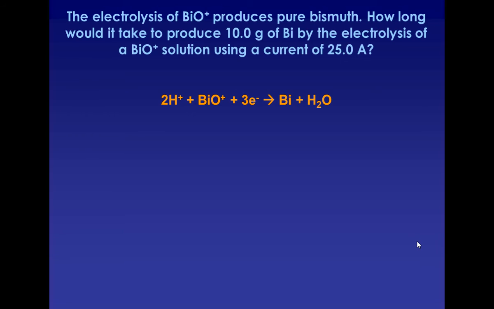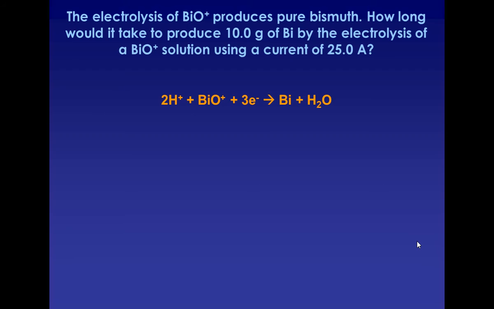I had to use water to balance out the oxygens. I had to use hydrogen ions to balance out the hydrogen atoms in water. And when I go through and look at my electrons, I have a positive 3 charge on the reactant side. I was neutral on the product side, so the half reaction, the electrons were gained on the reactant side, and I had to have 3 of them.